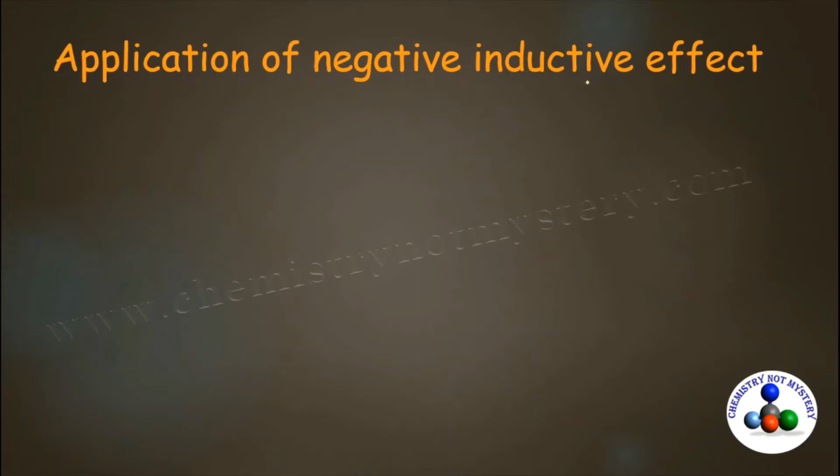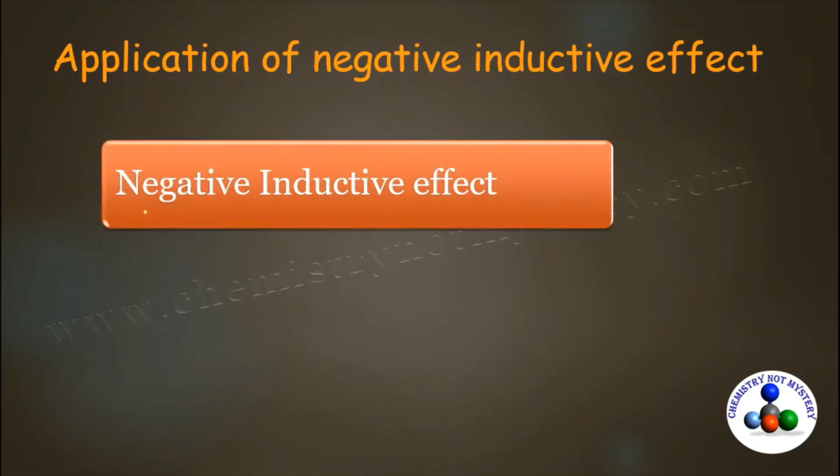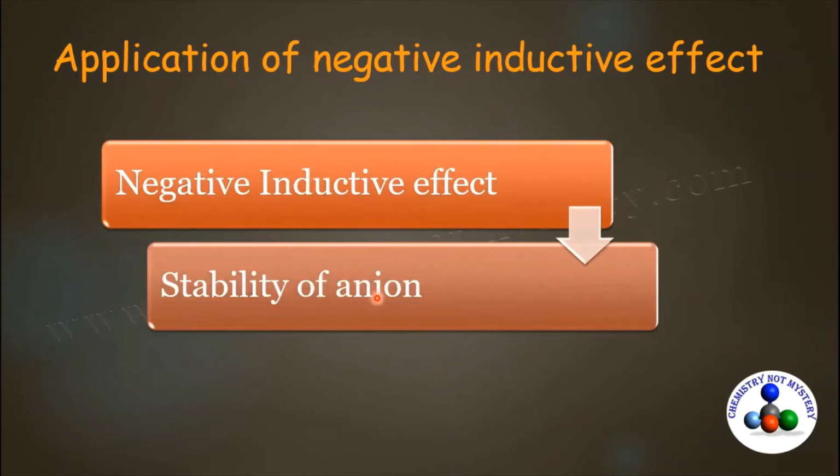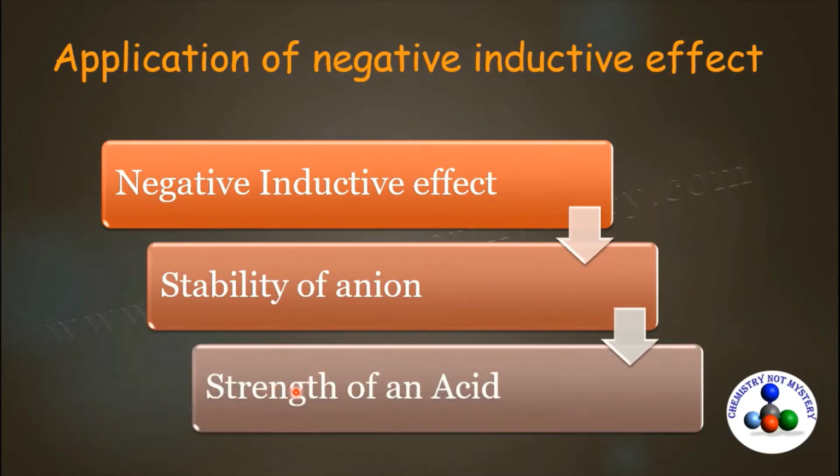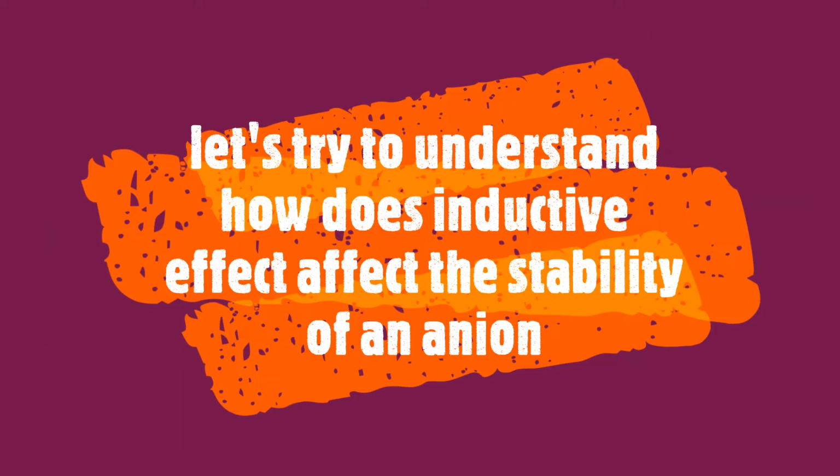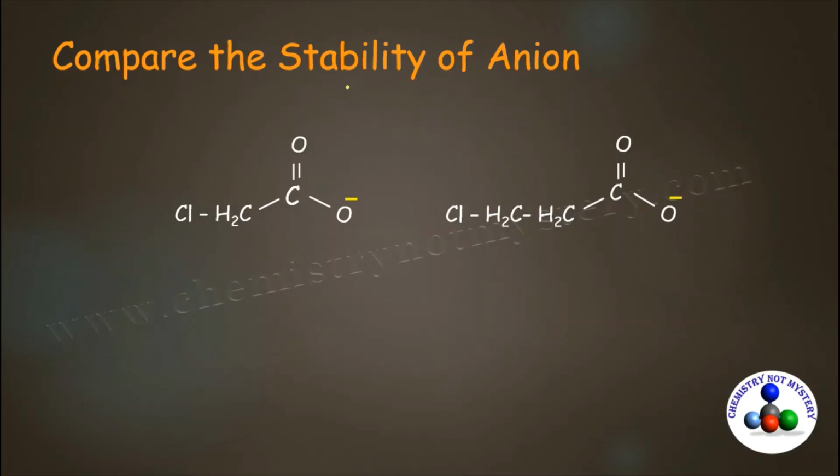Now come to the applications of negative inductive effect. Negative inductive effect stabilizes anion and therefore it decides the strength of an acid. Let's compare the stability of following anions. So let's examine the first anion.